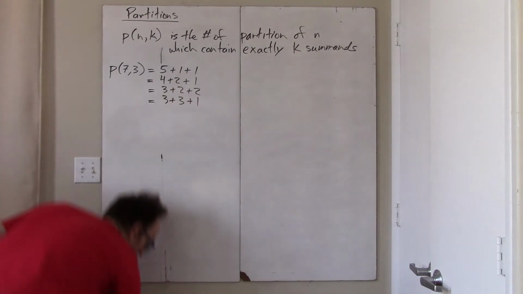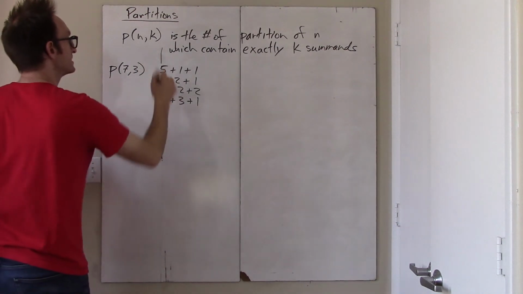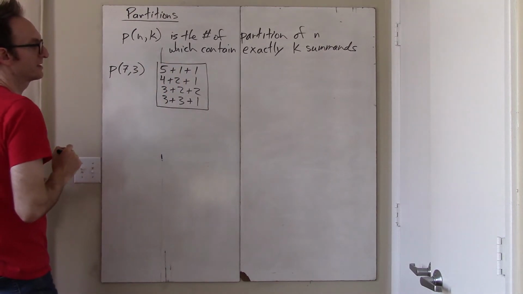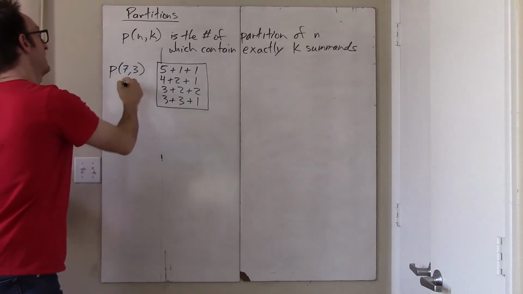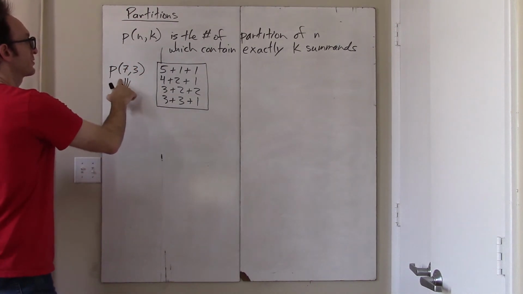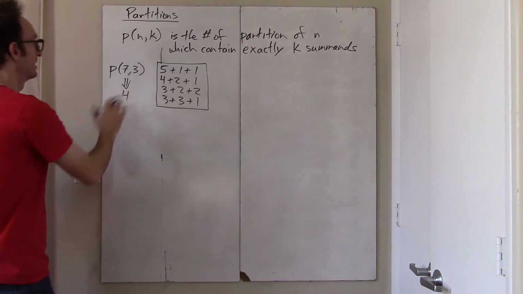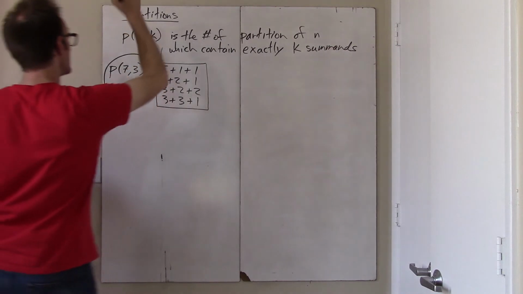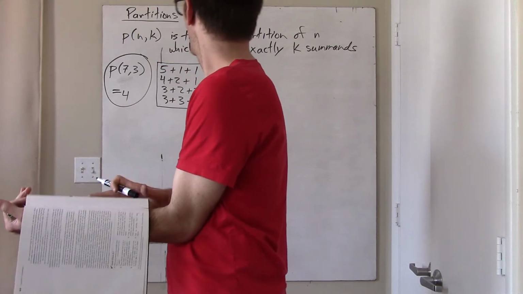Since these are the 4 ways listed out by exhaustive search by a fallible human, that means that P(7,3) is in fact 4. Or I'll just say it equals 4. Okay, good. I think you now understand what that is.